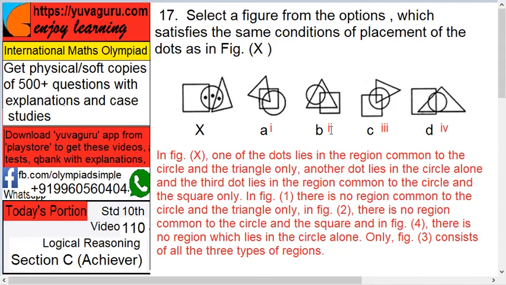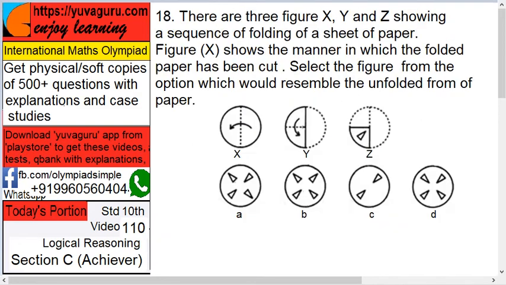You can call this 1, 2, 3 and 4 also if you want to check up with this given comments. Next, there are three figures X, Y and Z showing the sequence of folding of a sheet of paper. Okay, see this X, Y and Z. What is done? This paper is folded over here. In Y it comes half. Now it is again folded over here and then there is a cut, triangular cut made on it. Select the figure from the options which would resemble the unfolded form of the paper.